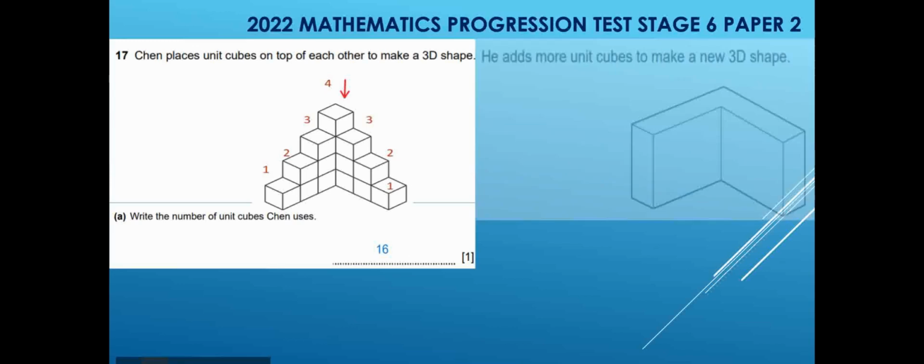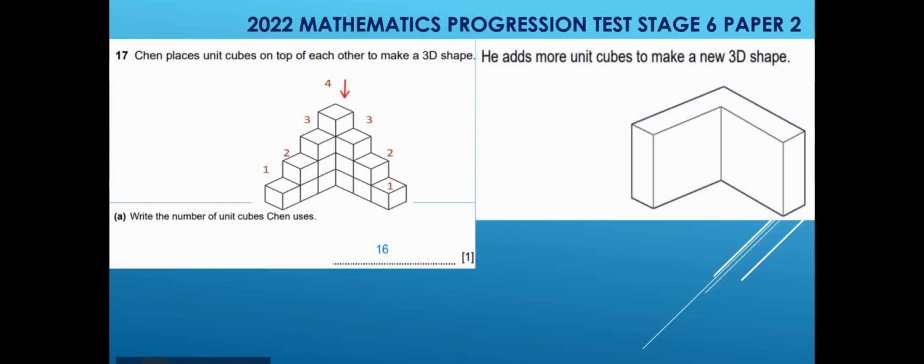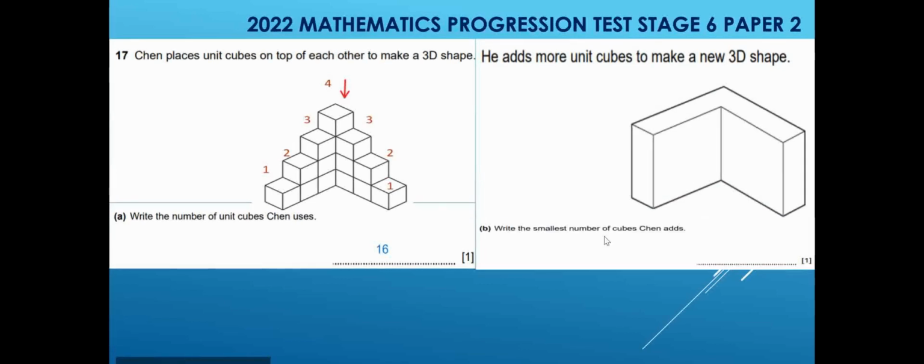Next number. He adds more unit cubes to make a new 3D shape. Write the smallest number of cubes Chen adds. 10 seconds.